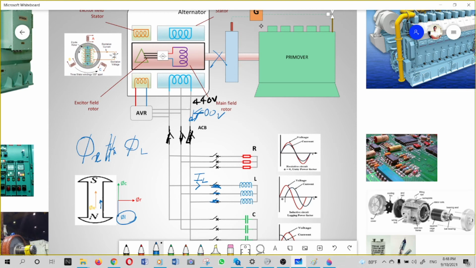Then, before the governor comes to know about any speed reduction, the AVR will monitor and sense this EMF reduction, and it will increase the excitation voltage. Then the exciter field rotor increases its induced EMF. In return, the main field strength is restored to maintain our set voltage.